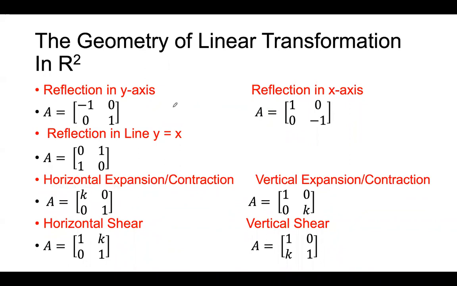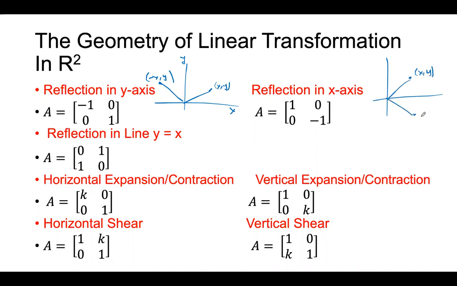For a reflection in the y-axis, remember, we have x, we have y, we have a point. The reflection would be over here, so this would be negative x, y. In the x-axis, similarly, this would be x, this would be y, and down here would be x again, but negative y. So this is why we have -1 here, -1 there. In the line y equals x, we have a point xy, and this would just be flipped to yx.